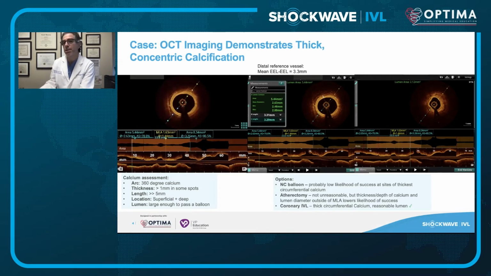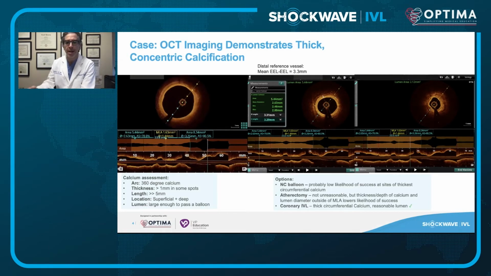Atherectomy would not be unreasonable, I think, but the thickness and depth of the calcification and the pretty decent lumen diameter outside of the minimal luminal area probably lowers the likelihood of success, because I won't get enough atherectomy to allow me to expand my stent. So finally, the last option is coronary intravascular lithotripsy.